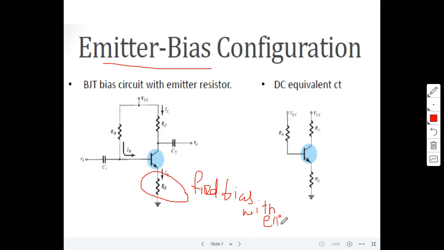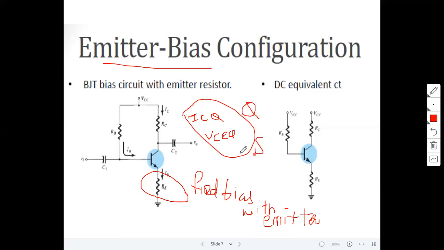Now when I analyze the same, what is meant by analysis? Analysis is nothing but finding the operating point. The operating point means ICQ and VCEQ. In all types of biasing configurations, find the operating point or Q point. Then another one is the stability factor. This is about the emitter bias circuit configuration.